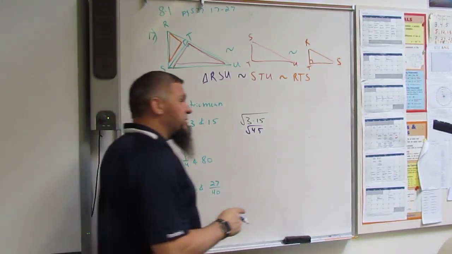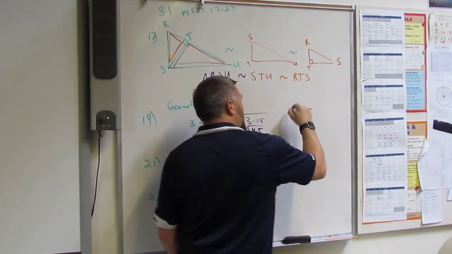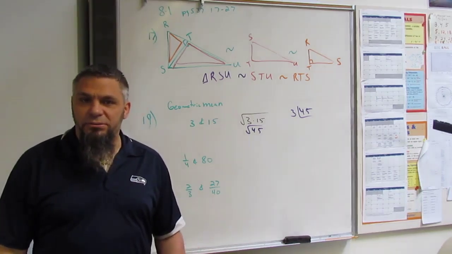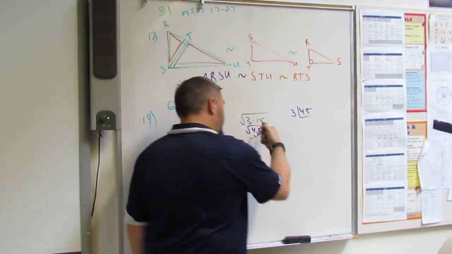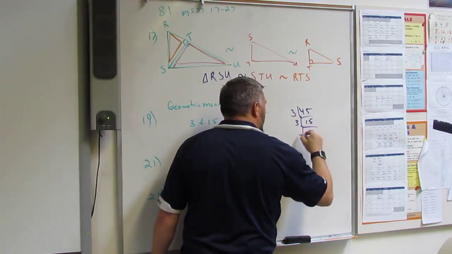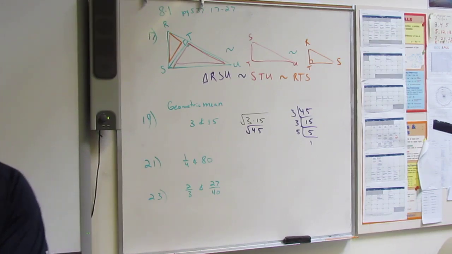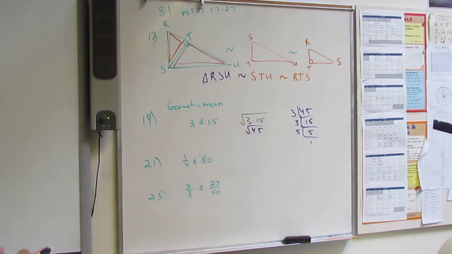Remember, upside down division. 45. I'm going to take a 3 first because a 2 doesn't go into it. So 3 goes into it 15 times. Does a 3 go into that? Yeah, 5. Does a 5 go into that? Yeah, 1. Now here's the key.